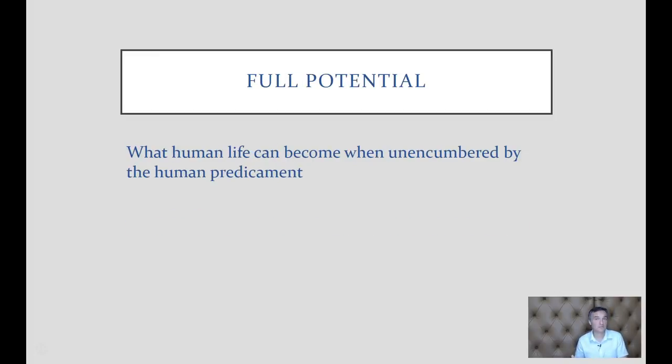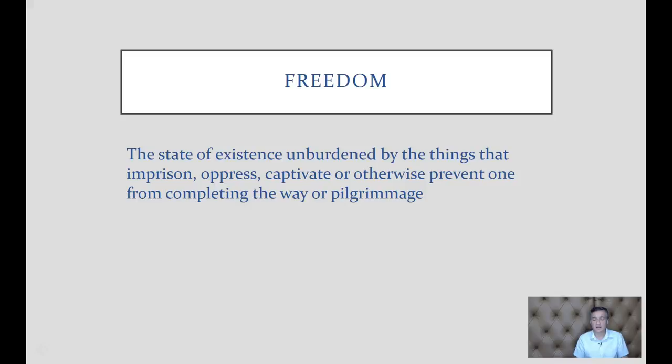Okay, another way to think of the highest end is the full potential, our full potential as human beings. What can human life be when it is unencumbered by the human predicament? Whatever kind of life that would be, that's our highest good. The language of freedom. There's the state of existence unburdened by the things that imprison, oppress, captivate, or otherwise prevent us from completing the way or pilgrimage. And so the highest end is often described as freedom, this full, complete state of freedom.